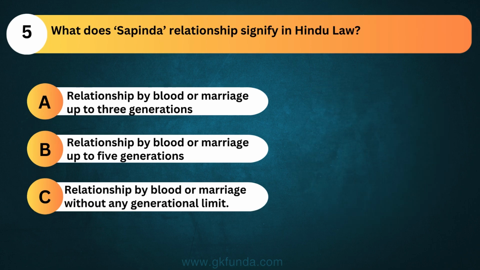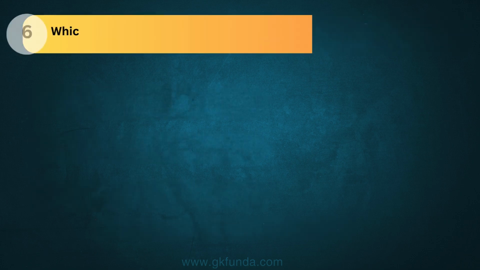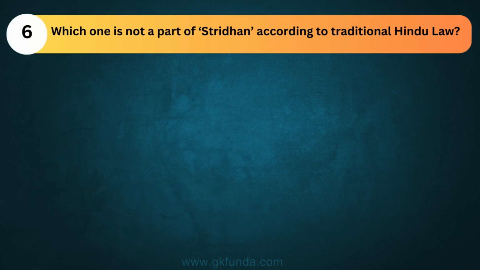The answer is option A, relationship by blood or marriage up to 3 generations. It's 7 on the father's side and 5 on the mother's side. Which one is not a part of Stridhan according to traditional Hindu law?